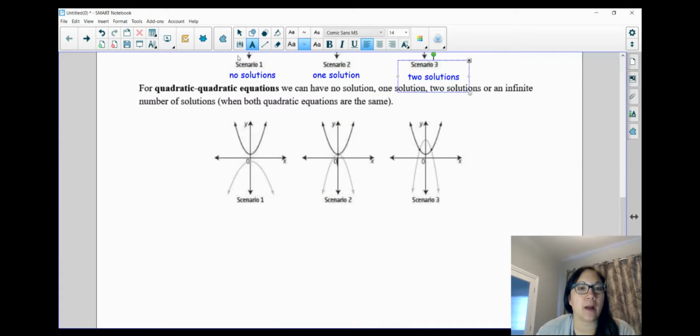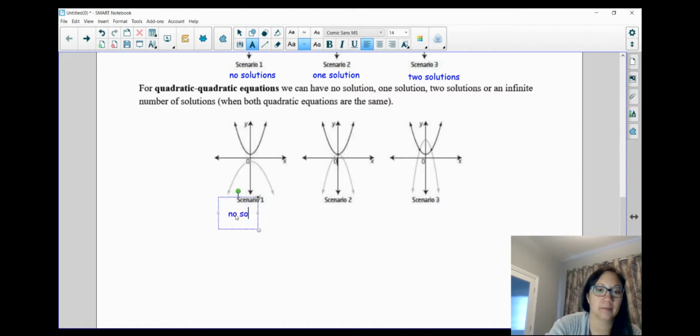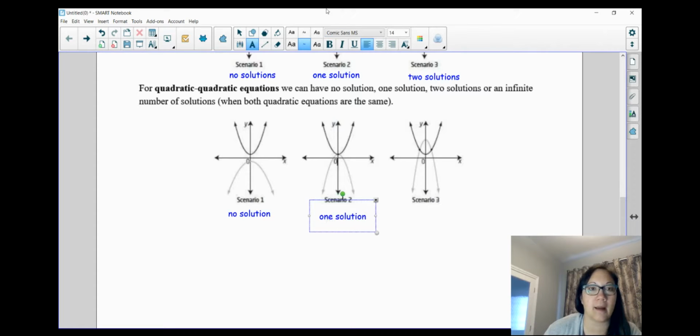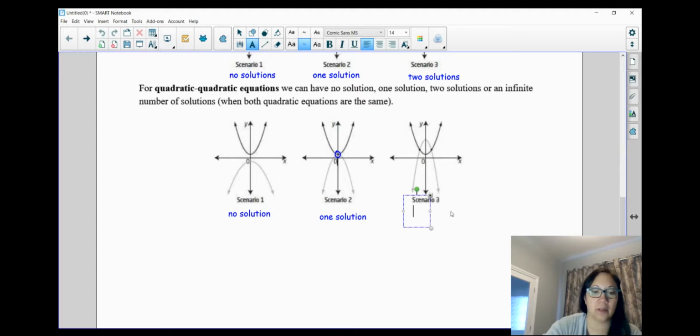What if we have two parabolas? So let's take a look. When we have two parabolas, we might have no solution once again. If one opens up and one opens down, and their vertices aren't overlapping, as you can see, we wouldn't have any solutions. It is possible to have one solution. For example, here we have the two vertices being the same intersection point, and it is possible to have two solutions.